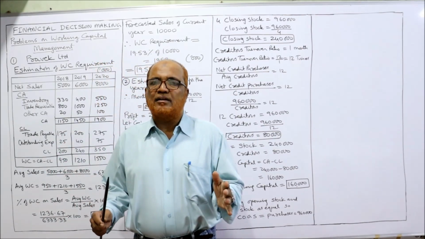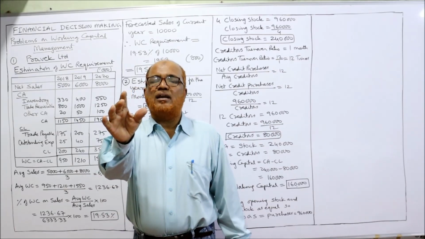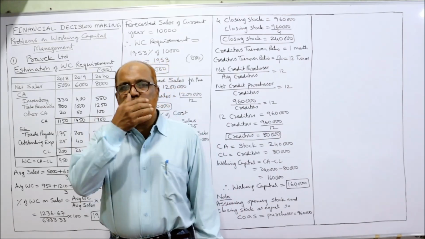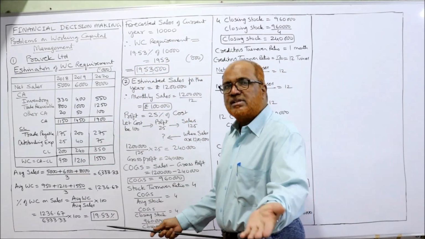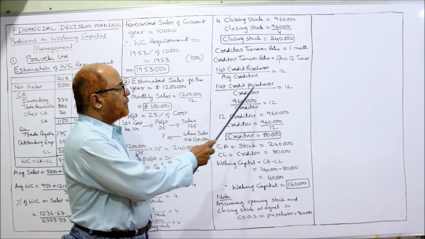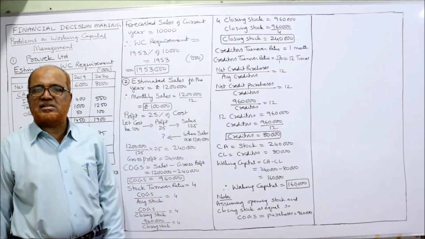And one more thing, this is the current year. This is the first year. Current year is the first year. So whatever COGS is there, the same is the purchases. The cost of goods sold we got is 9,60,000. This itself is the purchases, right? So in place of net credit purchase, I am writing 9,60,000. COGS and purchase are one and the same.